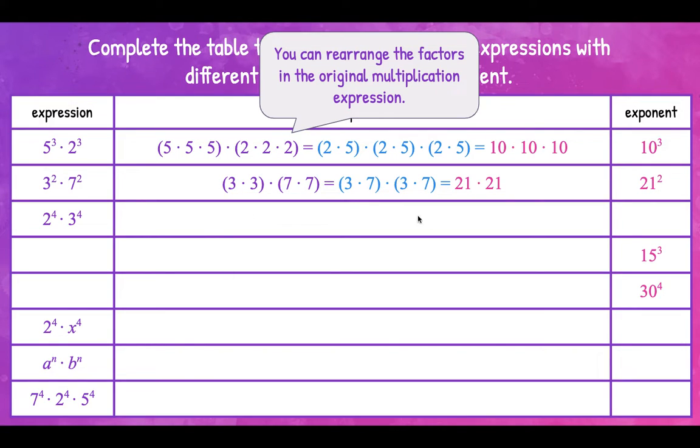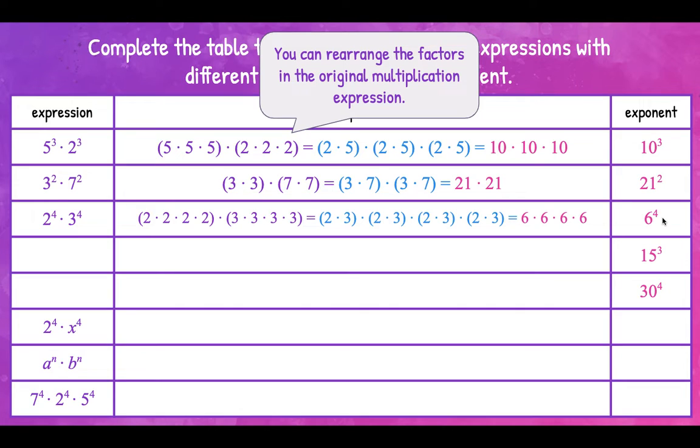Our next one, we need to fill in the expanded form and the exponent form. Our expression is 2 to the fourth times 3 to the fourth. That means 2 times itself 4 times, 1, 2, 3, 4, and then 3 times itself 4 times, 1, 2, 3, 4. Now I'm going to rearrange. I'm going to take a factor of 2 and a factor of 3, and do that 4 times: 2 times 3, 2 times 3, 2 times 3, 2 times 3. Well, 2 times 3 is 6, so it's 6 times 6 times 6 times 6. That's where this is coming up, and this would be 6 to the 1, 2, 3, 4, 6 to the fourth power.